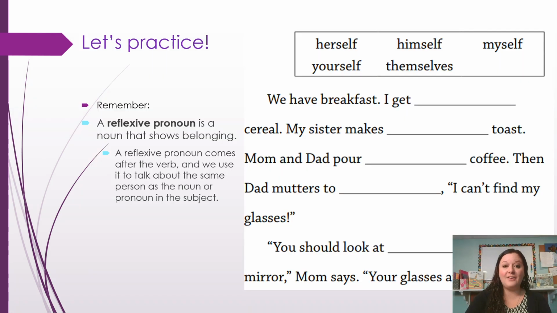Okay, friends, we have another story that is missing some pronouns. Let's work together to choose the correct pronouns to complete our story. Can you read the words in the word box along with me? Herself, himself, myself, yourself, themselves. Those are our reflexive pronoun options that we can use when we're completing our story.